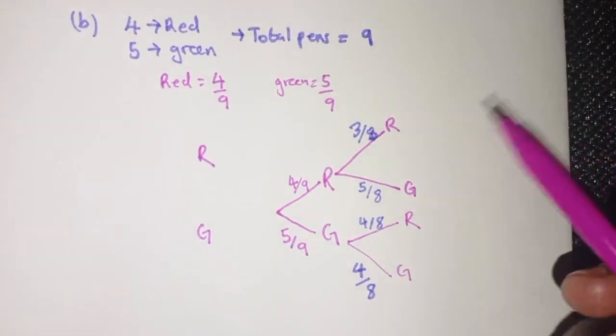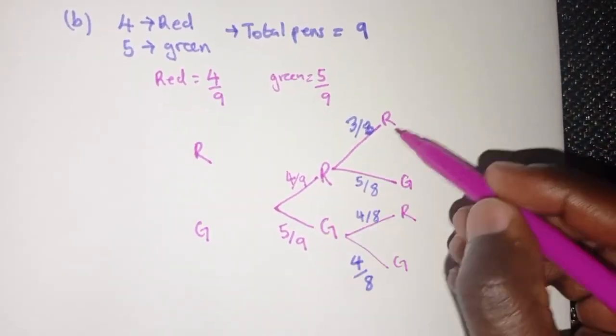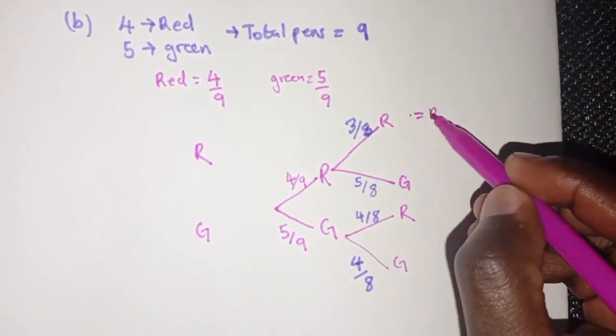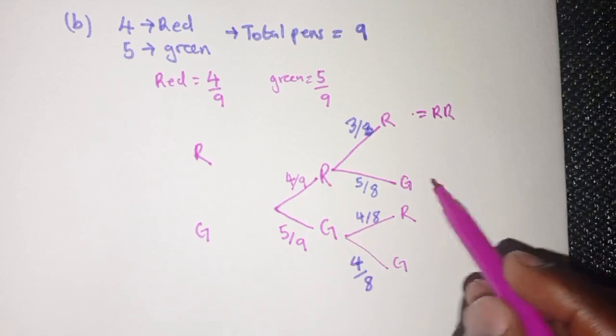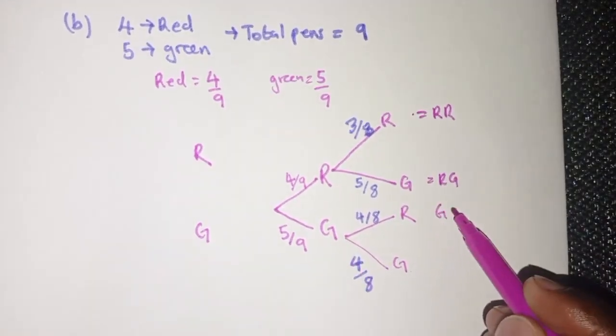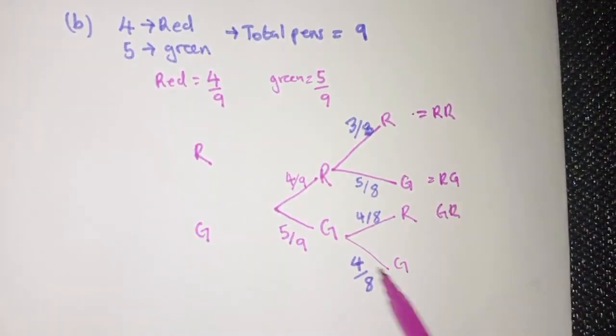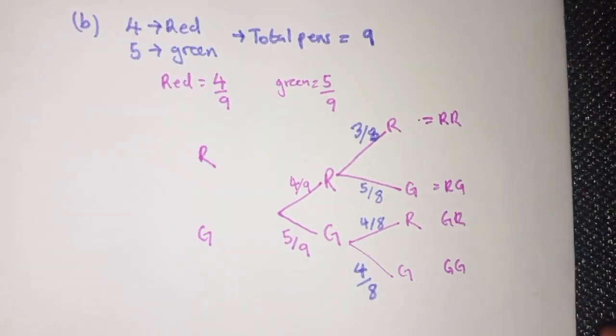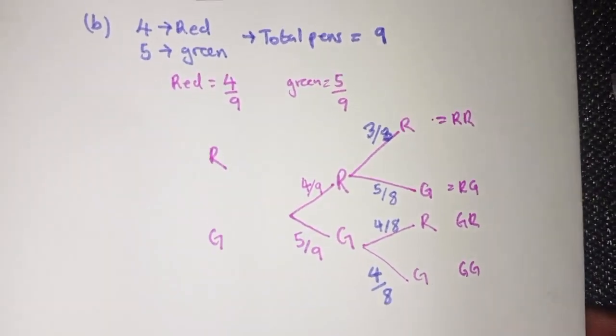All right, so from here we can see the outcomes: red, green, green, red, and this will be green. So this is the tree diagram, and that's all you need to do at this point, okay?